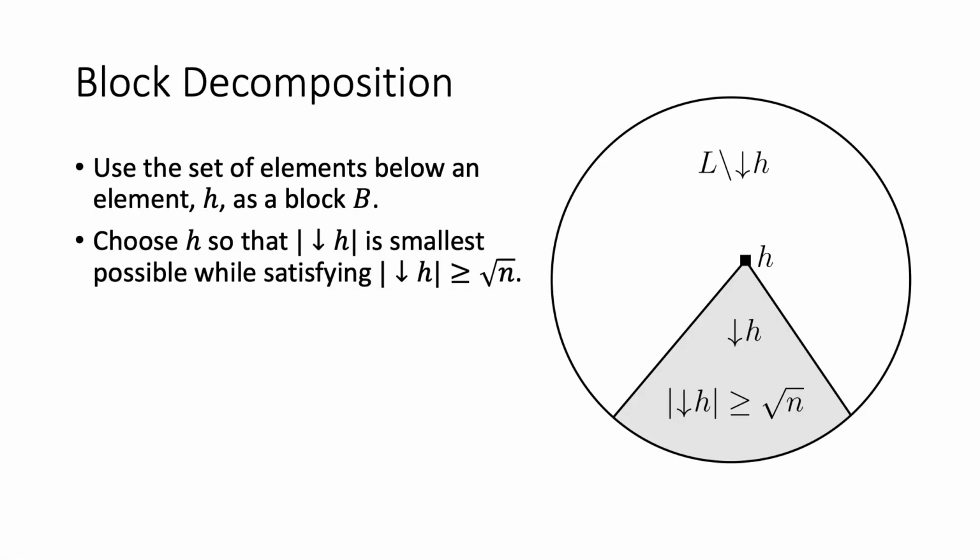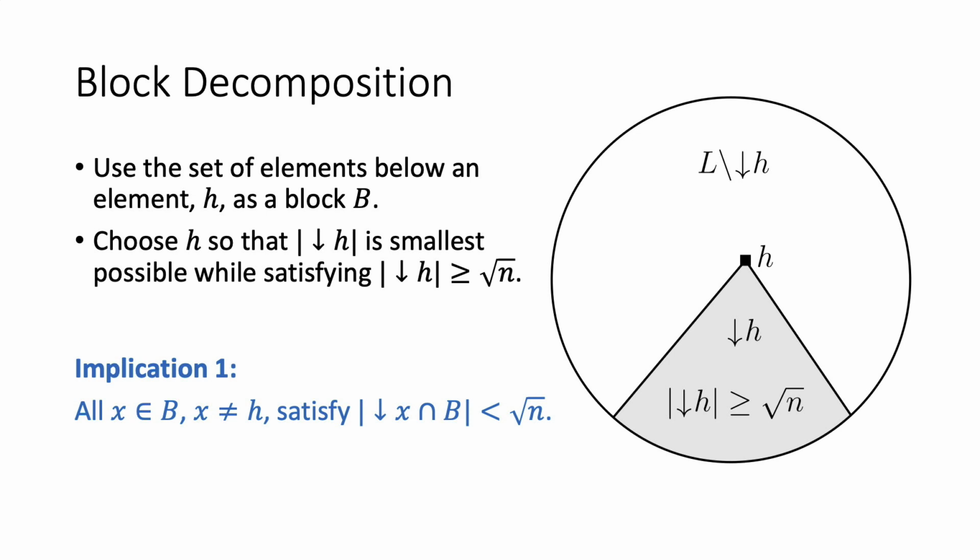Okay, so how are we actually going to form our blocks? We're going to do so in some sense the most natural way, which is that we'll just take some element h and then find all elements below h, and that will be our block. How will we choose h? I'm going to choose h so that the downset of h, all elements below h, is the smallest possible while satisfying the downset of h being at least size square root n. So what is this going to do? Well, this implies that any other element in the block that's not the block header is going to have a downset within the block of at most size square root n.